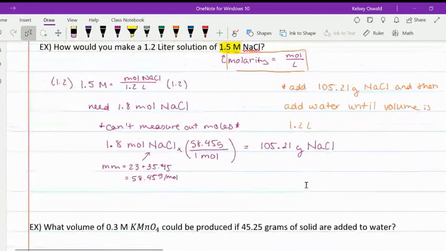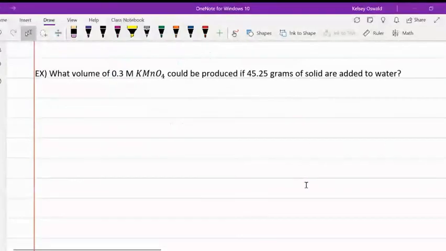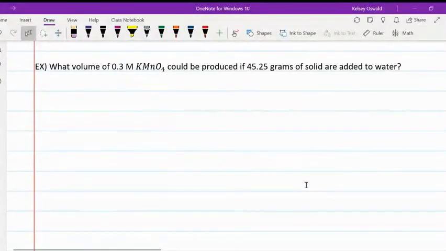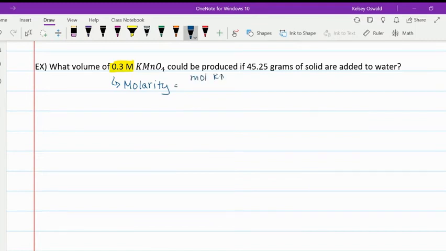Okay. So likewise, if we look down at this bottom one, we want to find what volume of KMnO4 solution could be produced if we have 45.25 grams of solid KMnO4 added to water. So again, you see this giant M. That tells us this is our molarity. And we know molarity is equal to moles of solute, which in this case is our KMnO4, since that's what's being dissolved, divided by liters of solution.